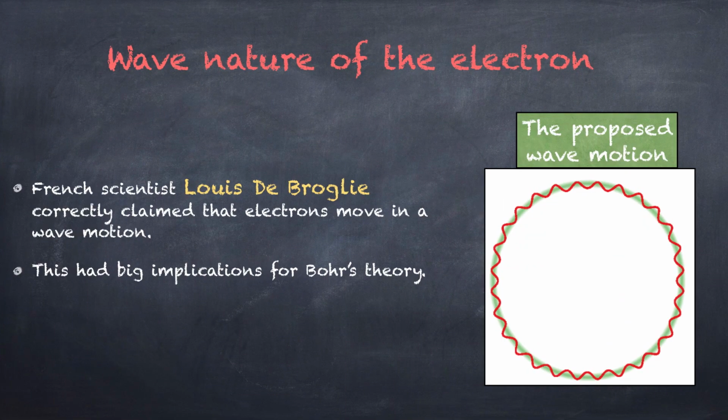Fast forward to 1924, where French scientist Louis de Broglie put forward his hypothesis that would first cause scientists to doubt Bohr's theory. He correctly hypothesized that electrons and atoms move in a wave motion. If this were true, then Bohr's theory of electrons moving in a precise path around the nucleus cannot give the full picture.